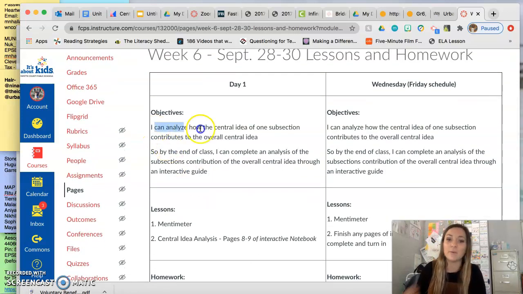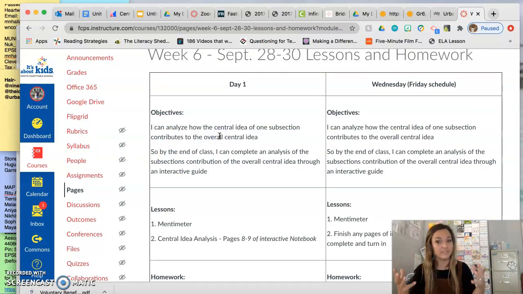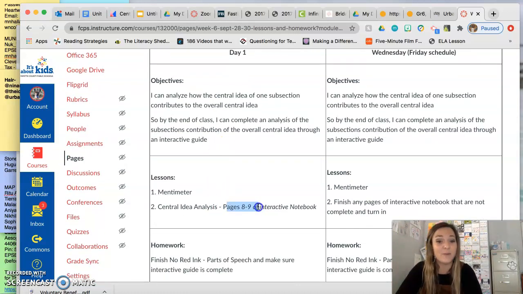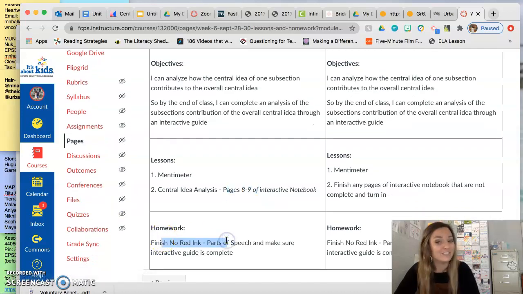So we know that today we're going to analyze central idea and how one subsection contributes to the overall central idea. And then we are going to finish pages 8 and 9 of our interactive notebook. A lot of this will be done on your own, but I'm going to give you a few examples to get the ball rolling. Your No Red Ink is due this Wednesday, so that's the parts of speech No Red Ink.